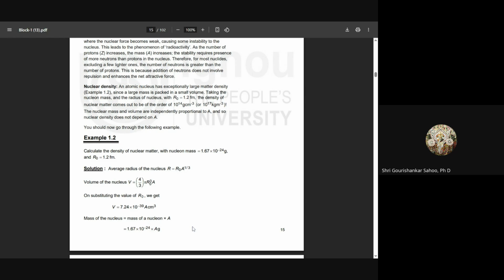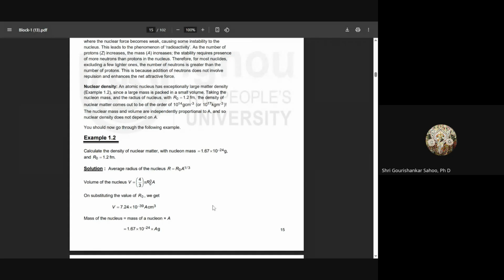So there are some worked out examples. Calculate the density of nuclear mass with nucleon mass 1.67 into 10 to the minus 24 gram, where R0 is equal to 1.2 fm. So you have the formula R is equal to R0 A to the power 1 by 3. Your volume can be written as 4 by 3 pi R cubed. So R cubed is equal to R0 cubed A.